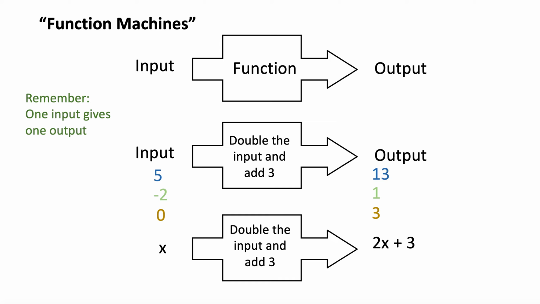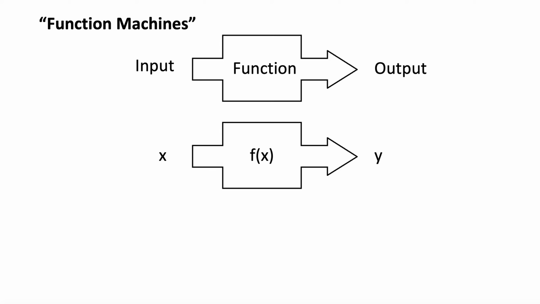Okay, but drawing a machine is kind of clumsy. Is there a better way we can do this? Yeah, we can shortcut and call the function f of x. All right, you pronounce it f of x.